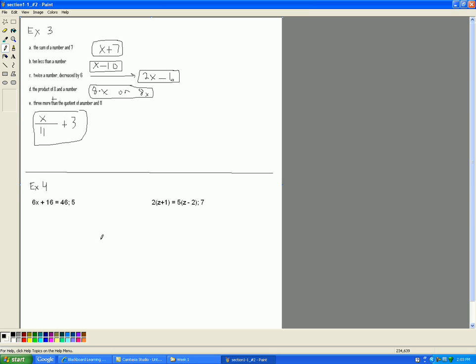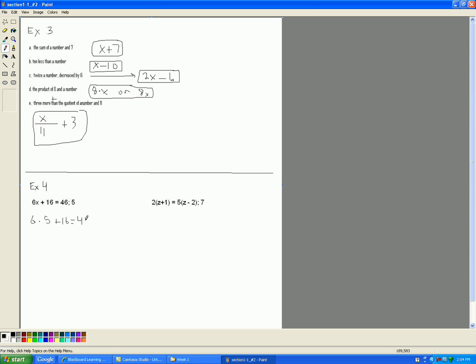Let's go ahead and look at example 4. Example 4 is asking us to determine whether the given number is a solution of the equation. So they give us an equation, and after the semicolon is going to be the solution. They're saying x is equal to 5 in this case. If we put x equal to 5, what they're essentially asking is, does this statement hold true? So we're going to be running a test, and here's how we do that. We simply put 5 anywhere we see the x. So it's going to be 6 times 5 plus 16 equal to 46.